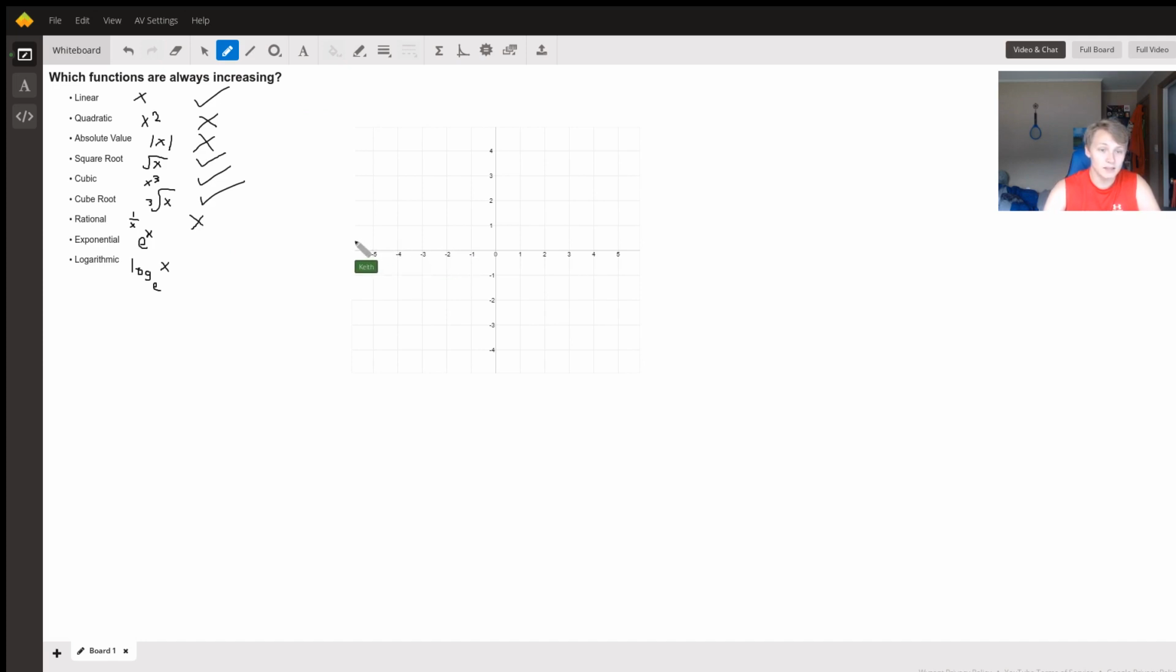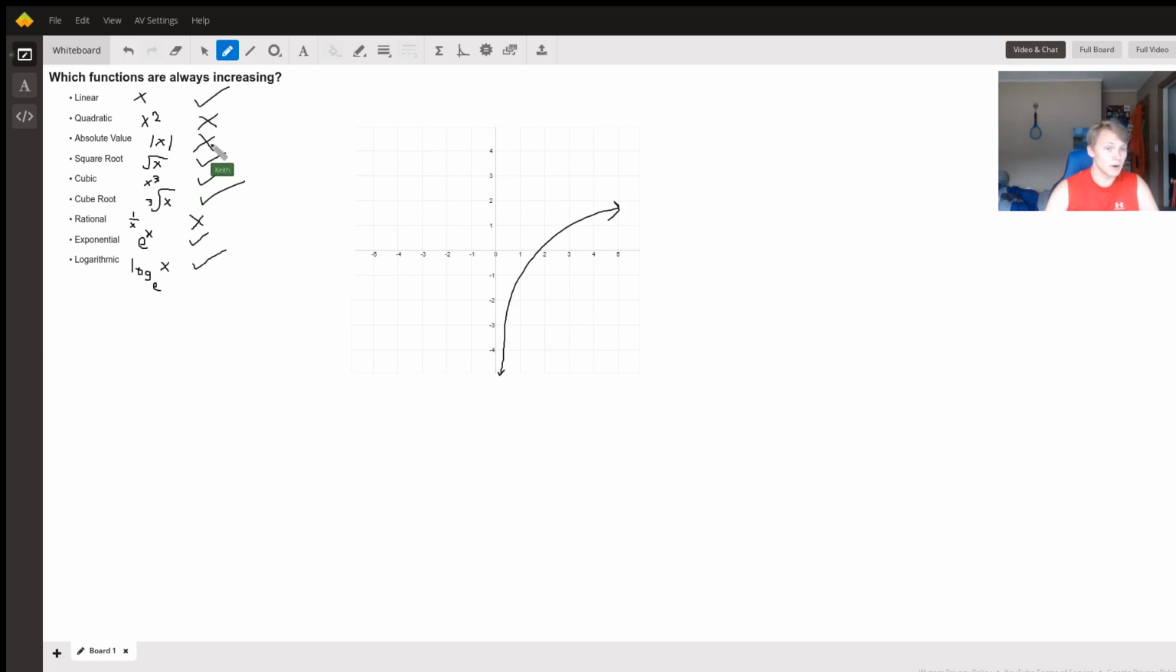Exponential, that's e to the x. That looks like this. And pretend I didn't draw it going down a little bit there. This is asymptotic, so it is always increasing. And logarithmic is just the inverse of this. And again, we do in fact have always increasing.